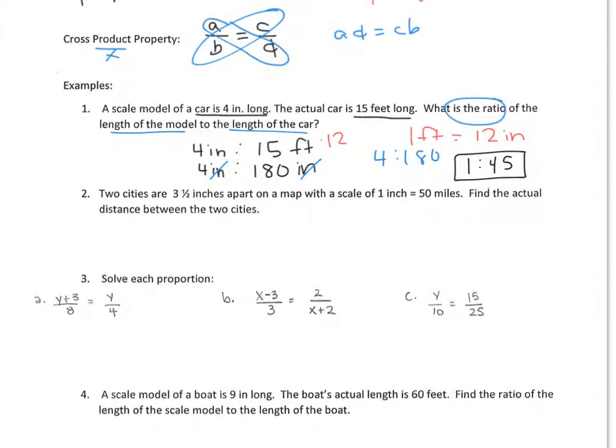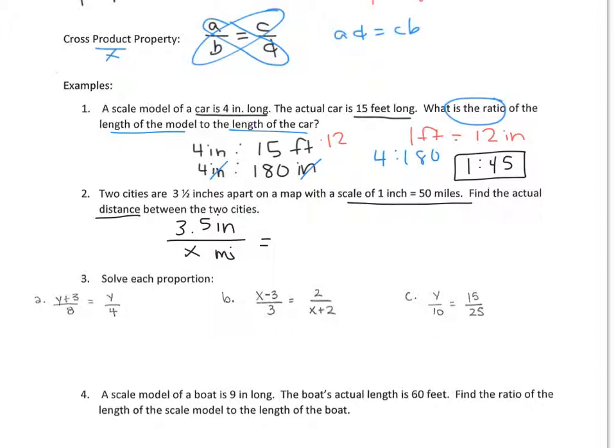Two cities are 3.5 inches apart on a map with a scale of 1 inch to 50 miles. Find the actual distance between the two cities. There's a couple ways to set this up. I'm going to set it up by using a proportion. So we're trying to find the distance, the actual distance. We know that it's 3.5 inches apart, but we don't know the exact miles. So let that be x.